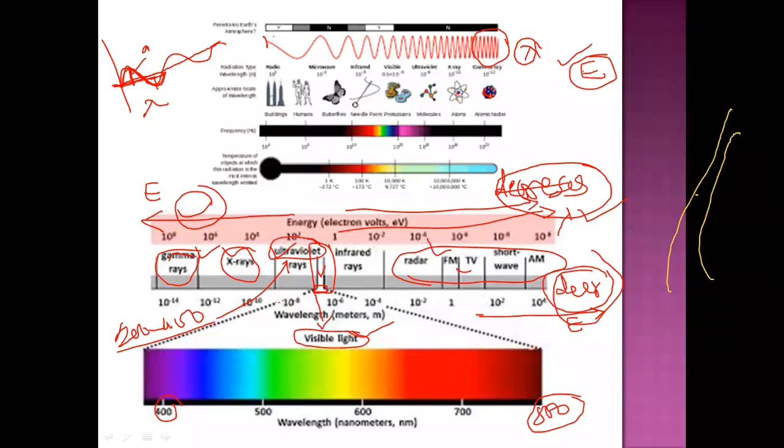Okay, this condition we can understand from this equation: E equals h upon lambda. This is inversely proportional. Wavelength is inversely proportional to energy. Energy increases, wavelength decreases. Energy decreases, wavelength increases. In this way.